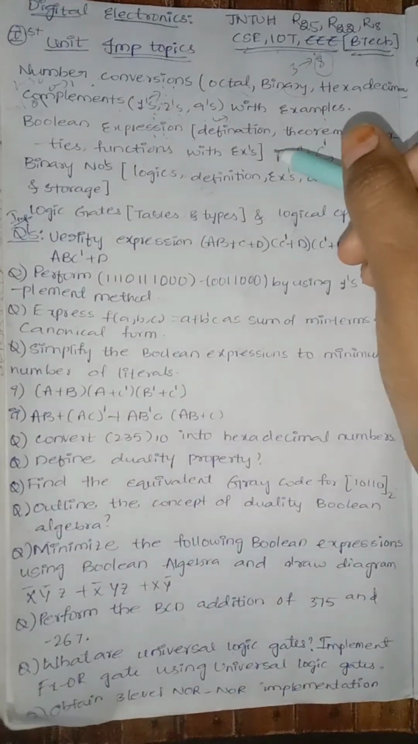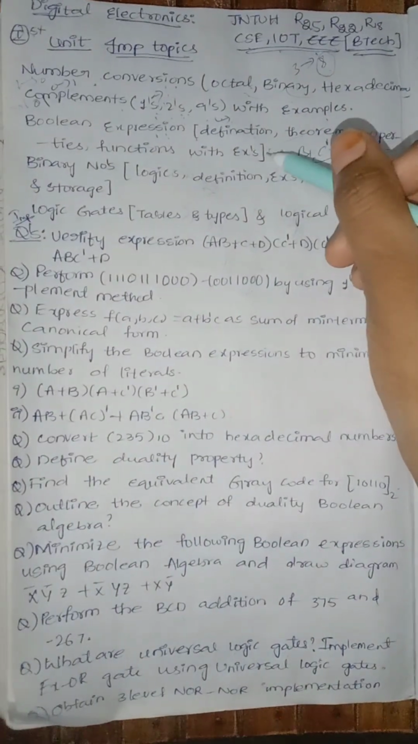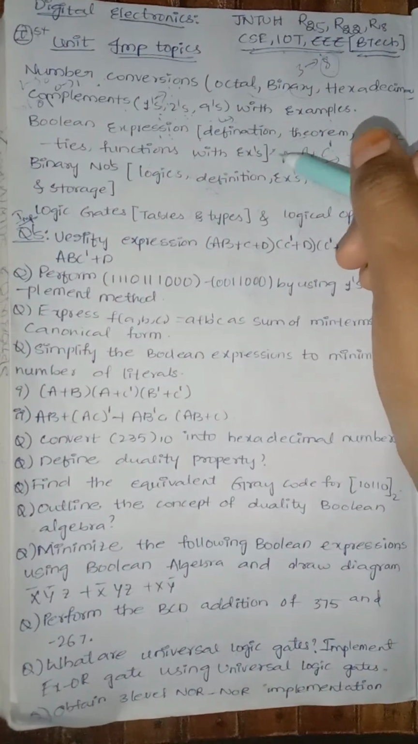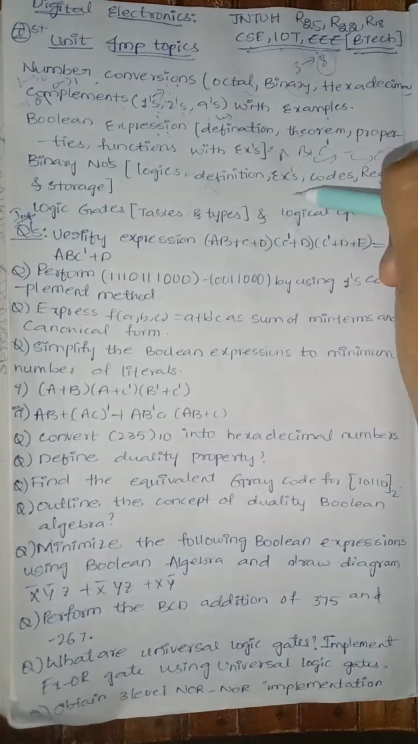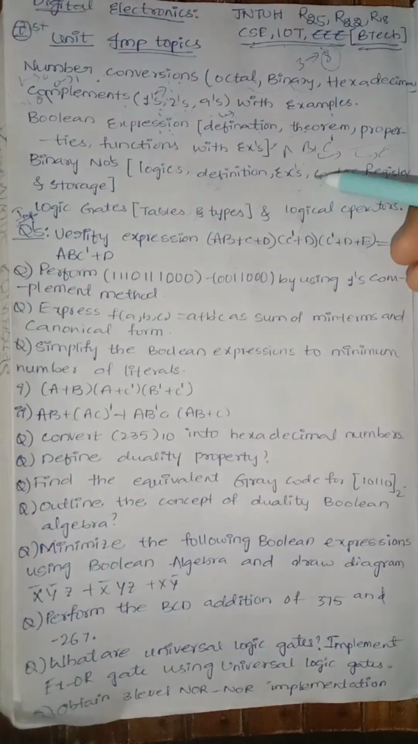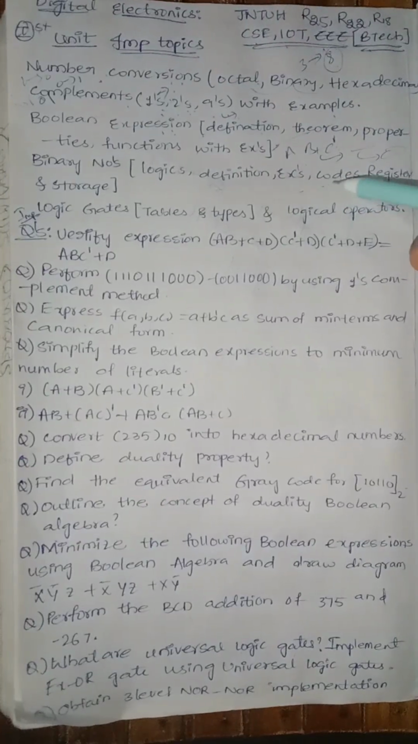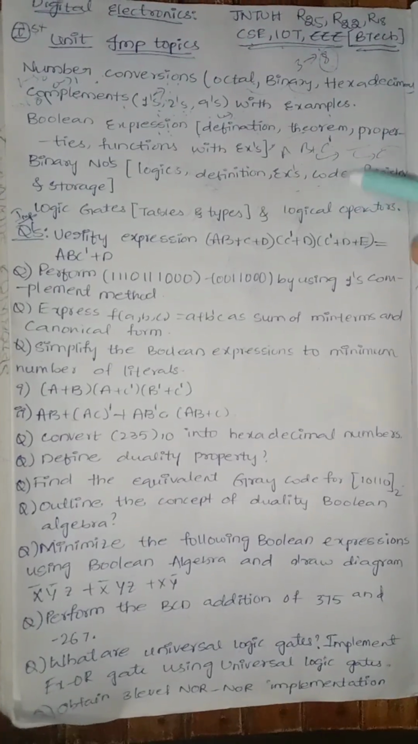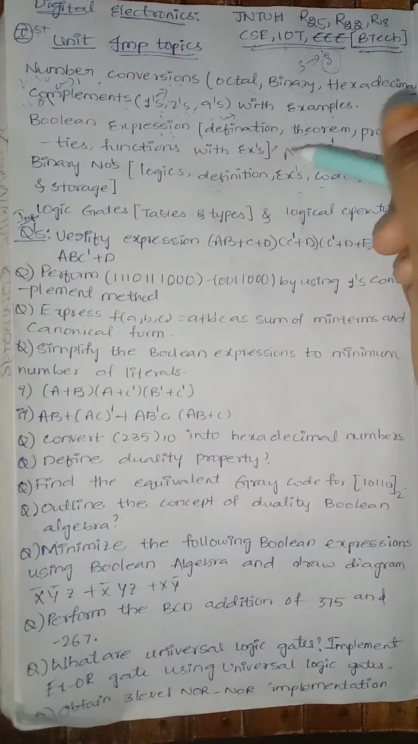In some cases they will give LHS and RHS. We need to prove LHS equals RHS. Solve the problem. If you get the answer, you can write equals RHS. If you do not get the answer, simply write LHS equals RHS. By doing this method, you will get good marks.